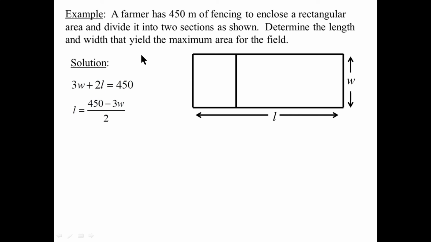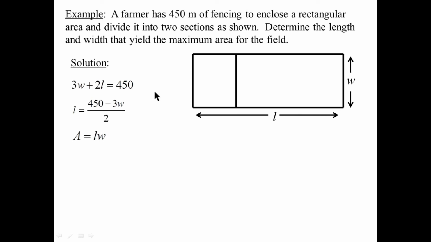Now we know we're going to have to isolate one of these variables, so we could isolate L. It's also possible to isolate W. But if you isolate L, we'll drag the 3W across the equal sign, make it minus 3W, and then divide by 2. And we've isolated length.